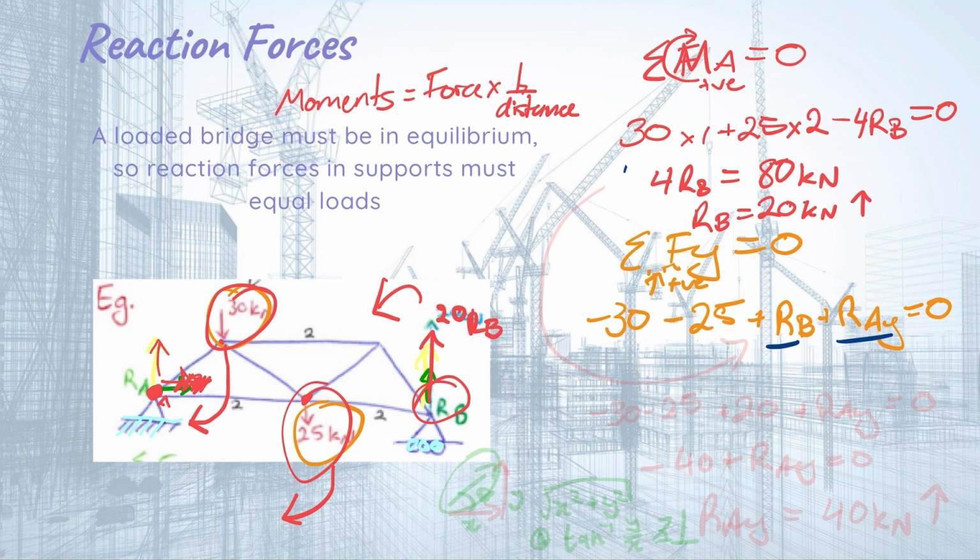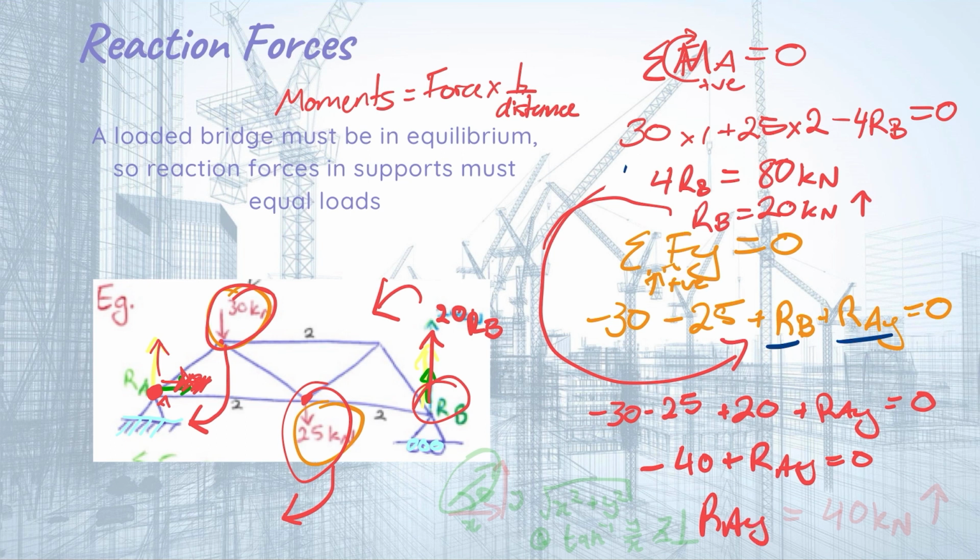What we can do with that is we can now substitute this into this equation here, and we get sum of forces in the y, minus 30, minus 25, plus 20, plus RAY, equal to 0. So if we chuck that in the calculator, we have minus 40 plus reaction AY equals to 0. Reaction AY equals to 40 kilonewtons upwards.